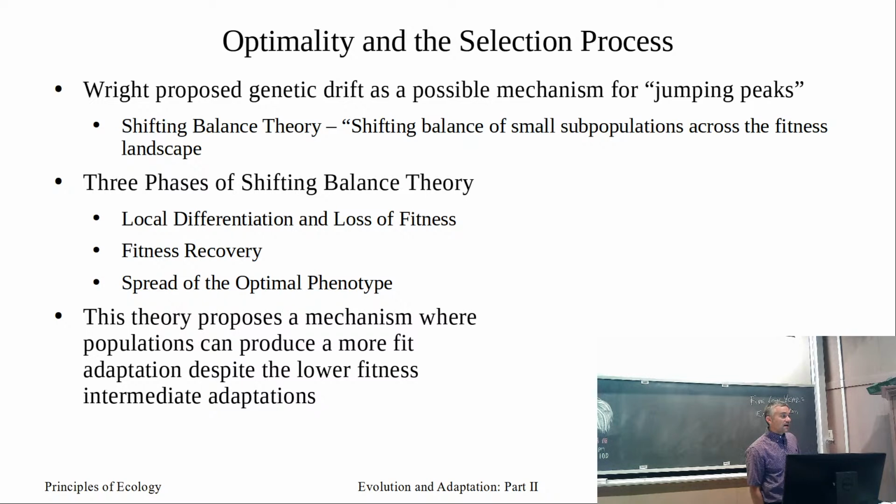Right? And in this way, we have a way in which we can produce more fit adaptations, despite all of the different peaks and valleys across our landscape. So this just kind of wraps up the summary here. This is what shifting balance does. And hopefully you see that this is basically the same material that's been on the previous slides.